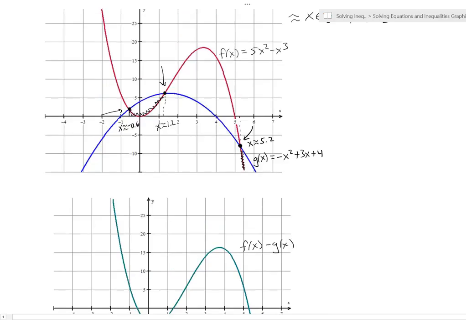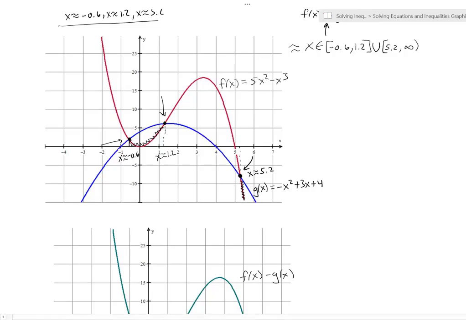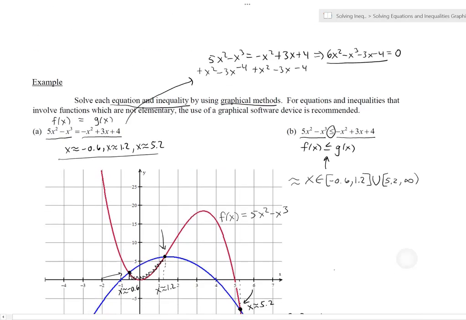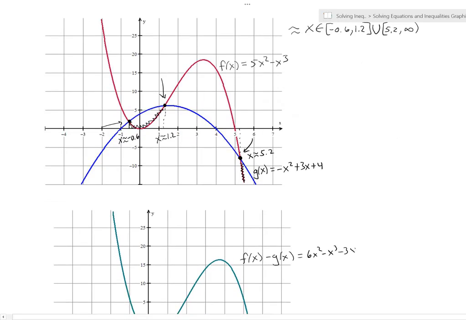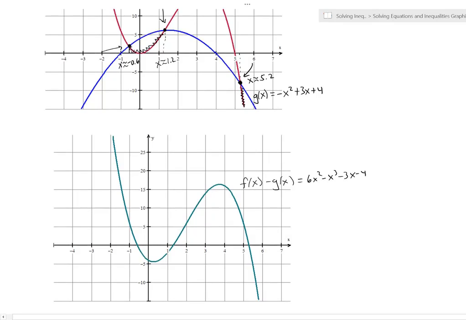So remember what that was. We had already figured that out up here. 6x squared minus x cubed, and then minus 3x minus 4. So we brought all the terms to the left-hand side. This thing better equal 0 at the same locations for which the two functions were intersecting originally. Remember, this is the alternative approach of getting everything on one side of the equation or inequality and looking at where it's at the x-axis, above or below.